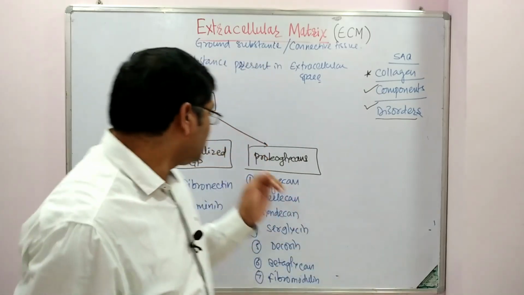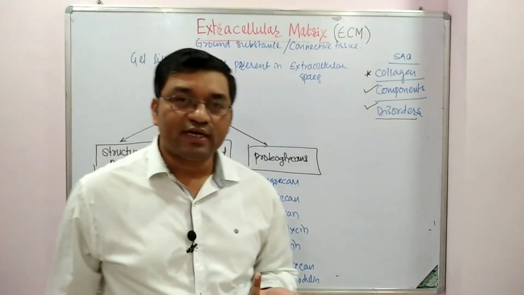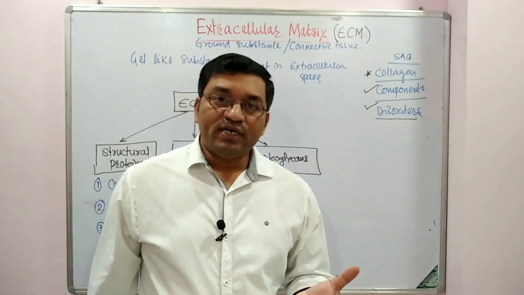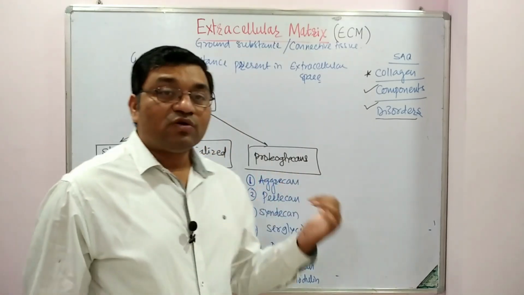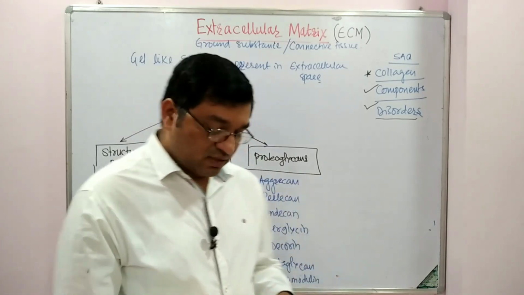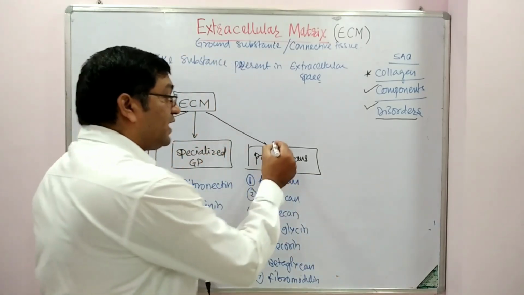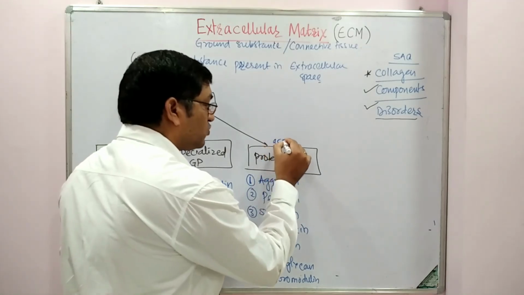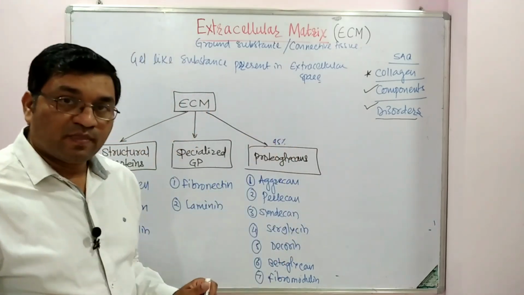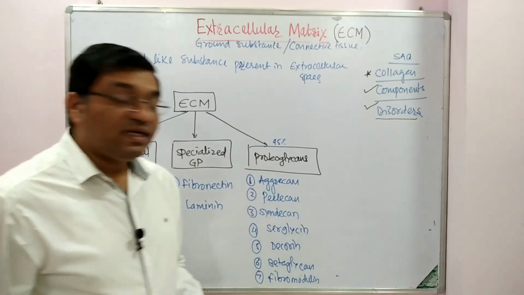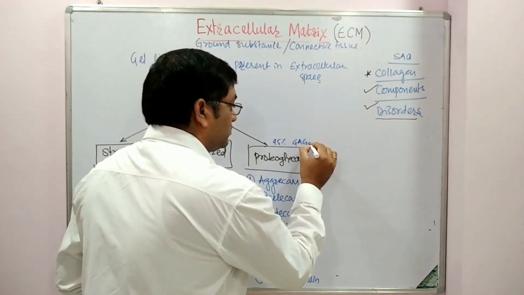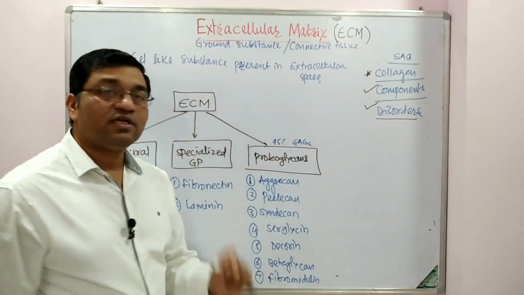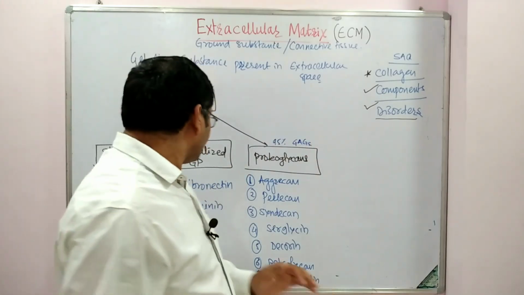Now what is the difference between glycoprotein and proteoglycans? The carbohydrate content in glycoprotein is less, while in proteoglycan carbohydrate content can extend up to 95% of total weight, and it is mainly glycosaminoglycans. This is the difference between glycoprotein and proteoglycan.